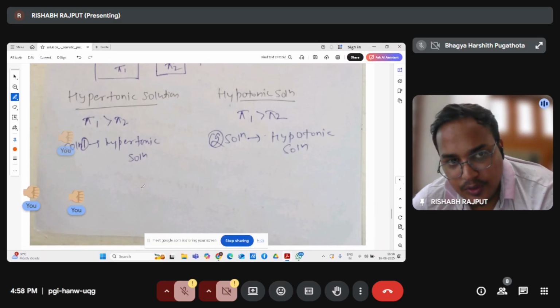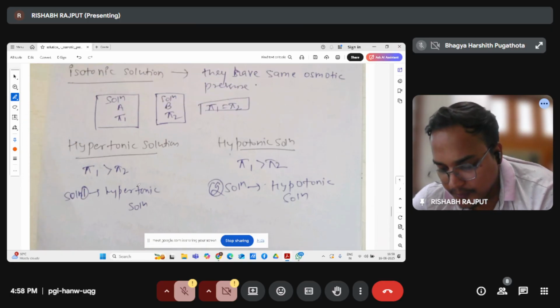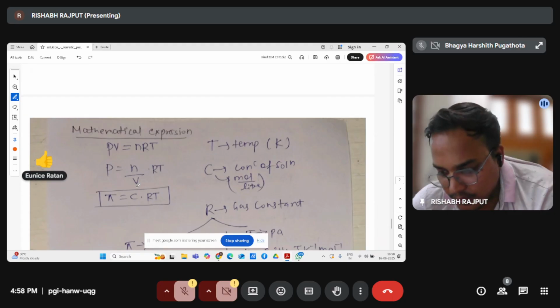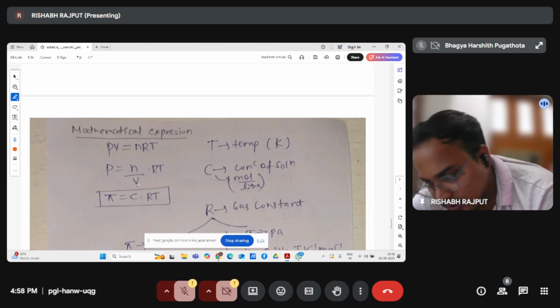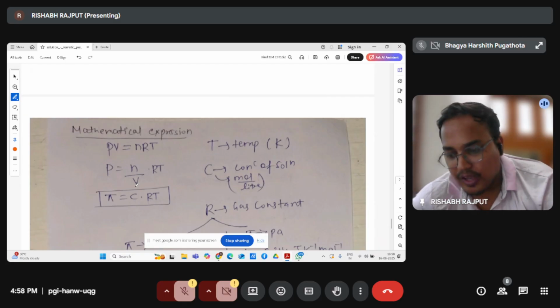Till now you have any confusion? Isotonic, hypertonic, or hypotonic? If someone has confusion, don't worry. If you do not ask here, no problem. We will also clear it on Monday, after 5:15.